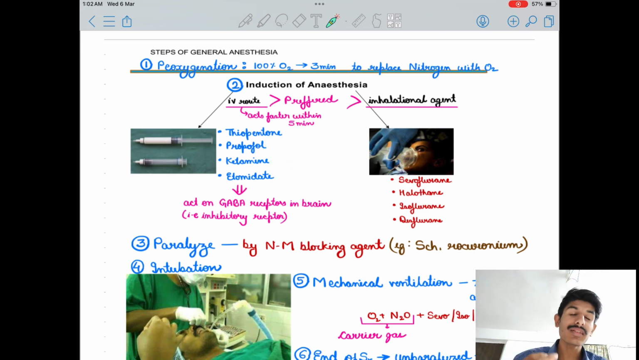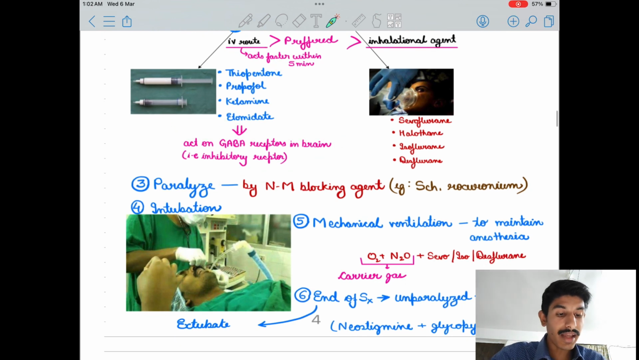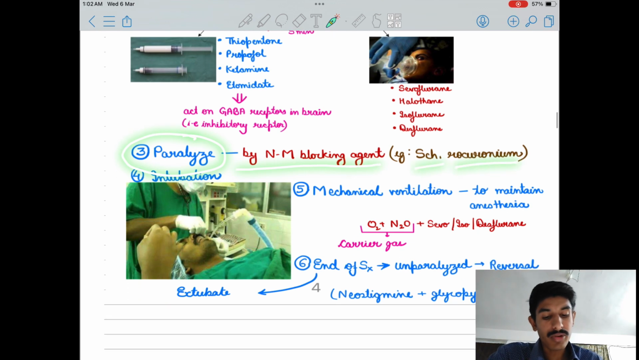And what drugs are used as inhalation agents? As I told you in the pharmacology anesthesia chapter about these drugs, the useful ones here are sevoflurane, halothane, isoflurane and desflurane. Okay, so these drugs will block the GABA receptor in our brain. Then once you give pre-oxygenation and the IV agent, now your patient will be paralyzed. Your patient will be paralyzed by NM blocking agents like succinylcholine and rocuronium.